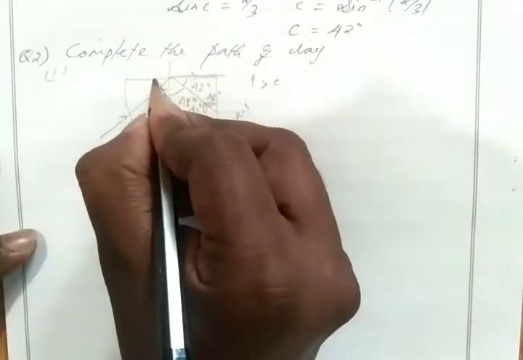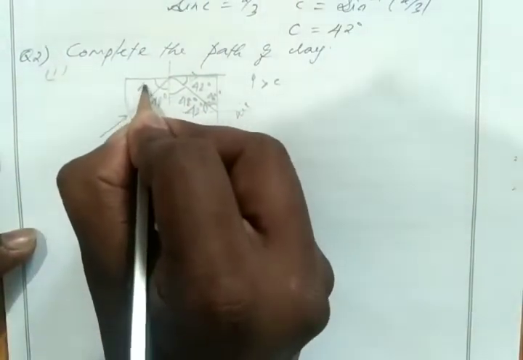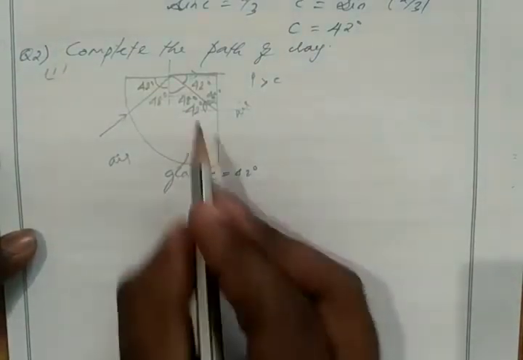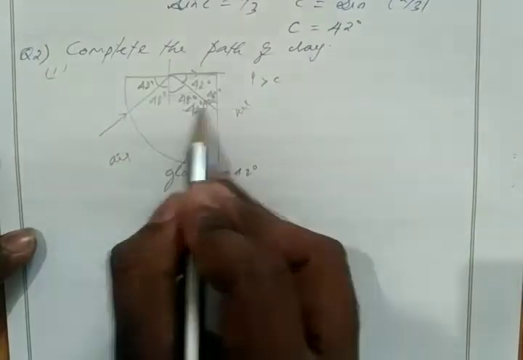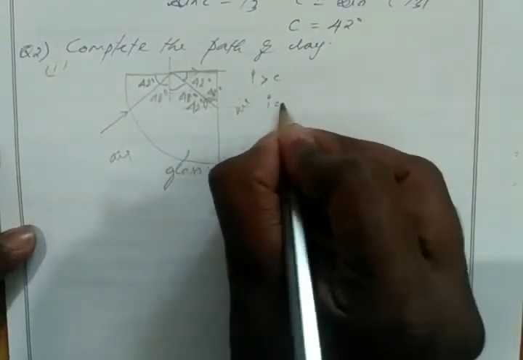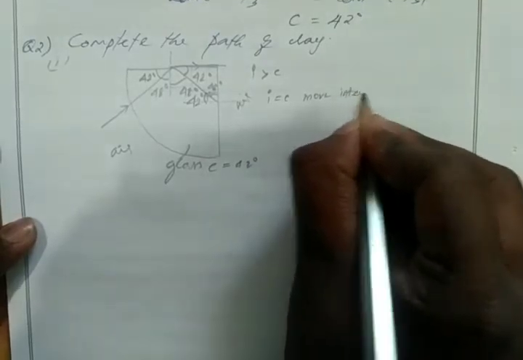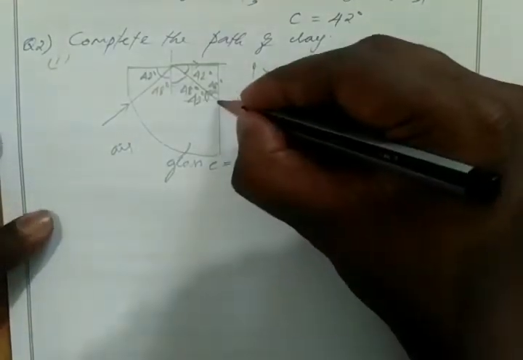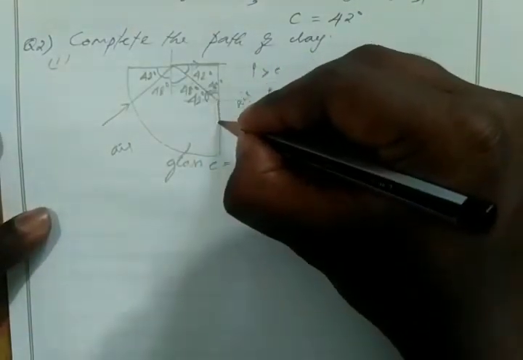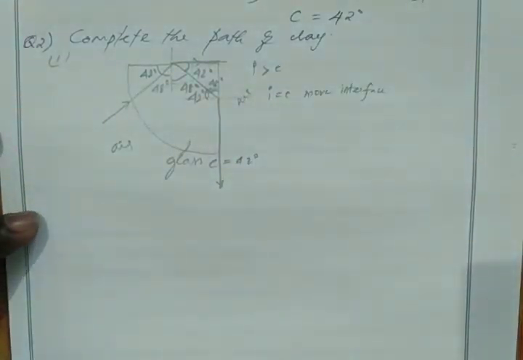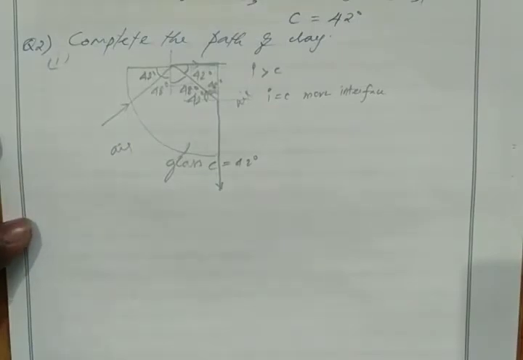Actually, the incident angle is given for this problem, that is 42 degrees, which is already given. So here we found 42 degrees, and 42 is equal to 42 degrees. So if i equals C, then the light moves along the interface. Clear? So move to the next problem.